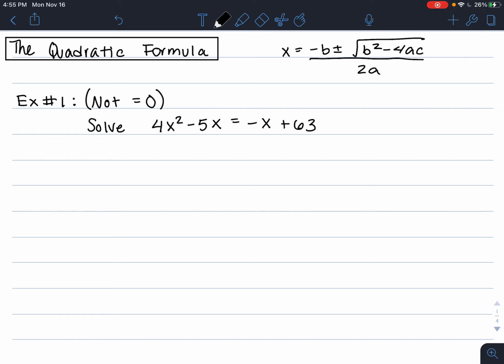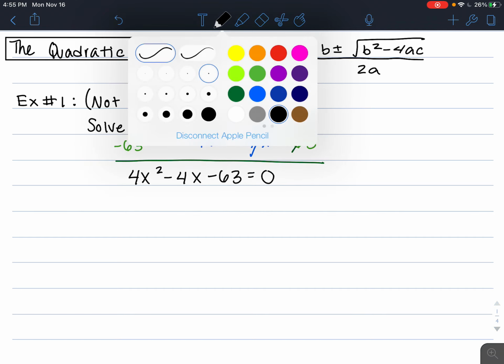The first thing I'm going to do is move everything from the right side to the left side, so I'm going to make it equal to 0. I'm going to add x. Make sure you line up your like terms so it cancels out over here. And then I'm going to subtract 63, and there is no like term, so I'm just going to stick it on the end by itself. So now I have the equation 4x squared minus 4x, because we have negative 5 plus 1, and then minus 63 is equal to 0.